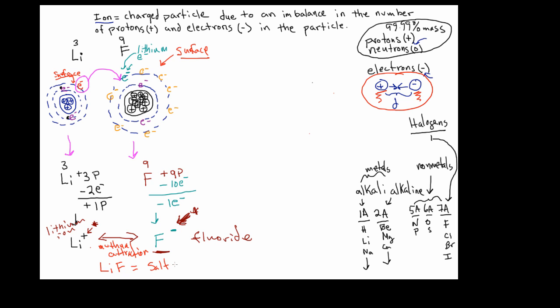And the salt has a positive charged cation mated up with a negative charged anion. All right, so the fluoride is what we call an anion. It's a negatively charged particle. And the lithium ion is what we call a cation, a positively charged particle. Positively charged particle for the cation, negatively charged particle for the anion.